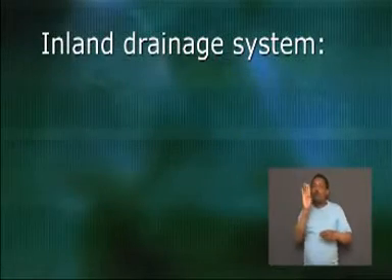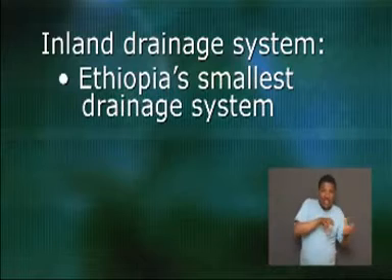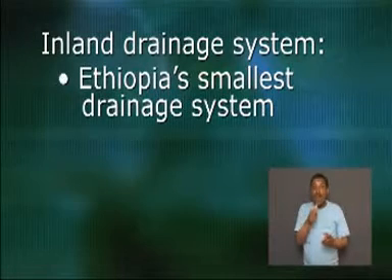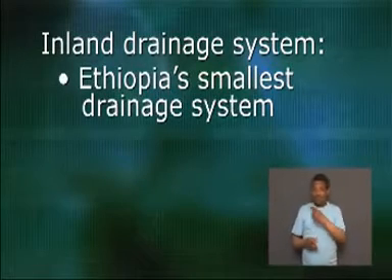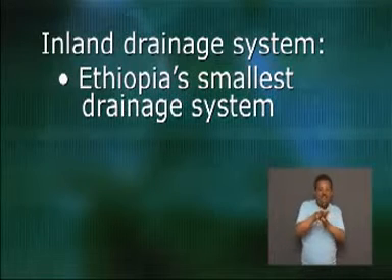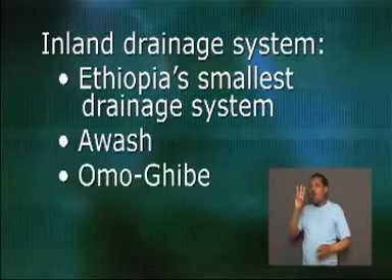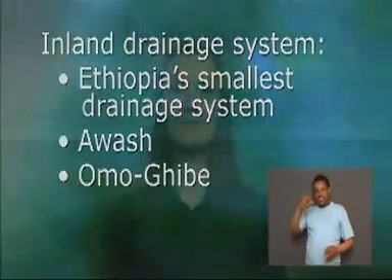The Inland Drainage System is the smallest of Ethiopia's drainage systems. The major rivers in this system are the Awash and the Omo Gibe. The system is also comprised of a number of small lakes and streams, such as Bilate and Gidabo, which flow into Lake Abaya, and the Sigan, which flows into Cho Bahar.